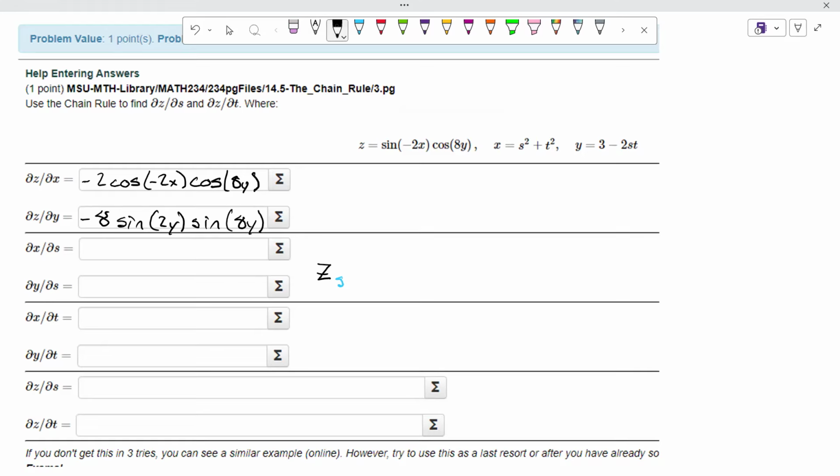Then I'm also going to need the derivatives of x and y with respect to just s. So x partial s is going to be 2s. And then y partial s looks like -2t.